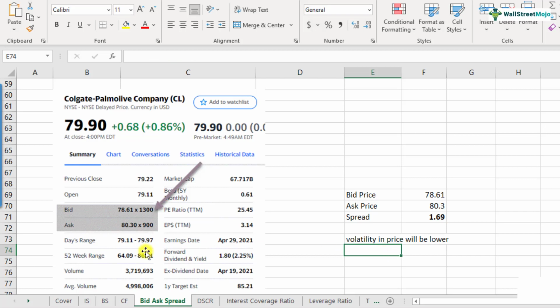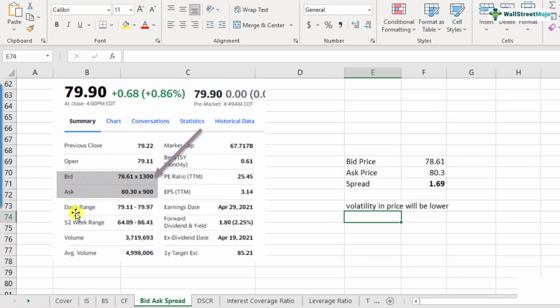If you look at this day's range, that will help you understand the volatility in the price. The day's range is 79.11 to 79.97. So it's pretty much in that band, right? This means that the stock is not volatile as such. That's another implication that we can have because of the lower bid-ask spread.